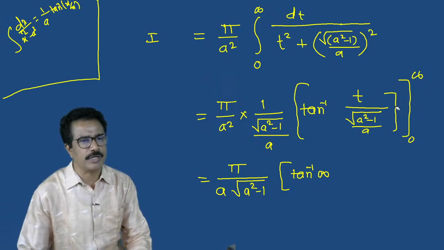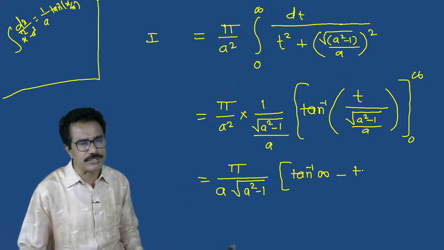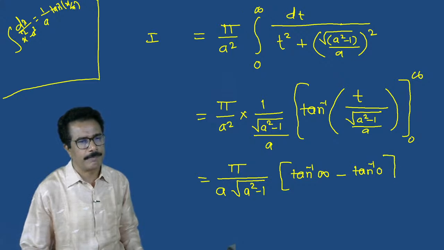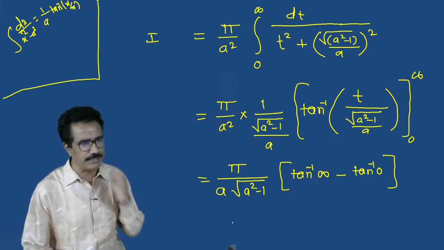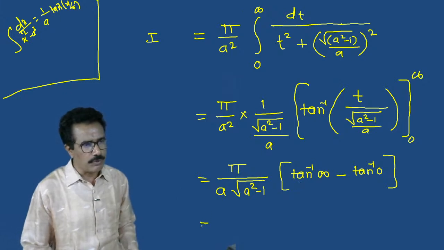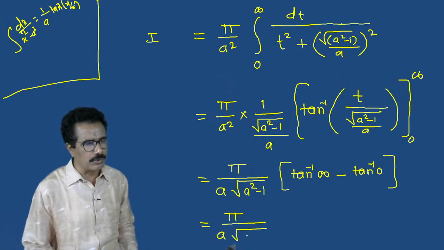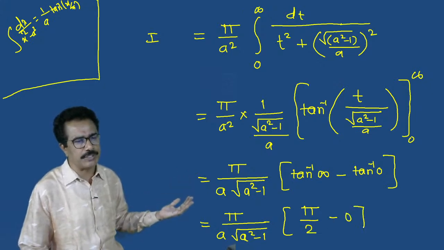Now I will make the bracket small so it is easier to understand. Minus the lower limit, which means tan inverse 0. 0 divided by any term means 0, and infinity divided by infinity is infinity. So what is the value of tan inverse infinity, students? So we can write pi divided by a into root of a square minus 1 into tan inverse infinity, which means pi by 2, minus 0.